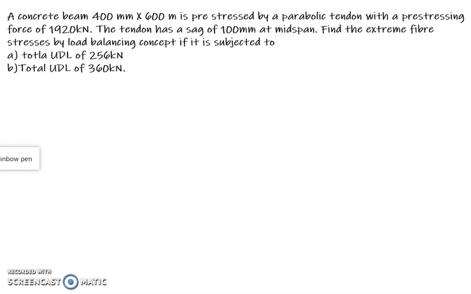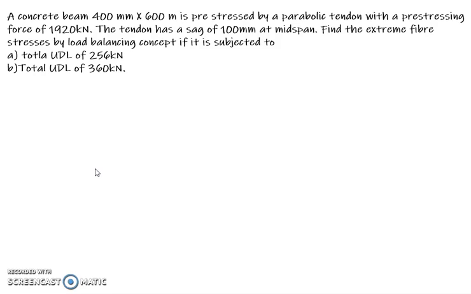Welcome students. Let us see a numerical based on the load balancing concept that we have already covered. I'm taking the same problem which we have solved for the stress concept, that is, a concrete beam of size 400 mm by 600 mm pre-stressed by a parabolic tendon with a pre-stressing force of 1920. We have not changed the values. The rest of the part changes here, though: the tendon has a sag of 100 mm at midspan.